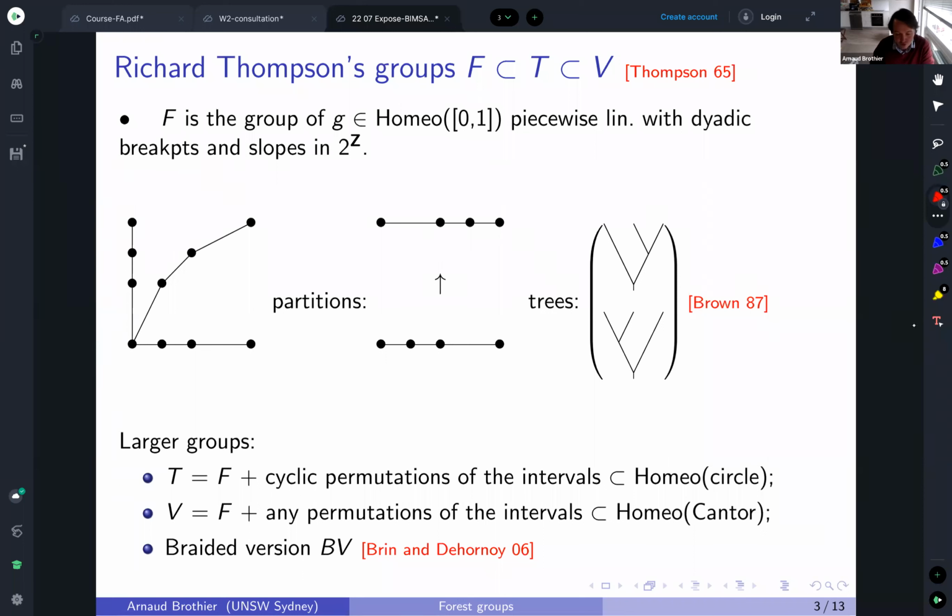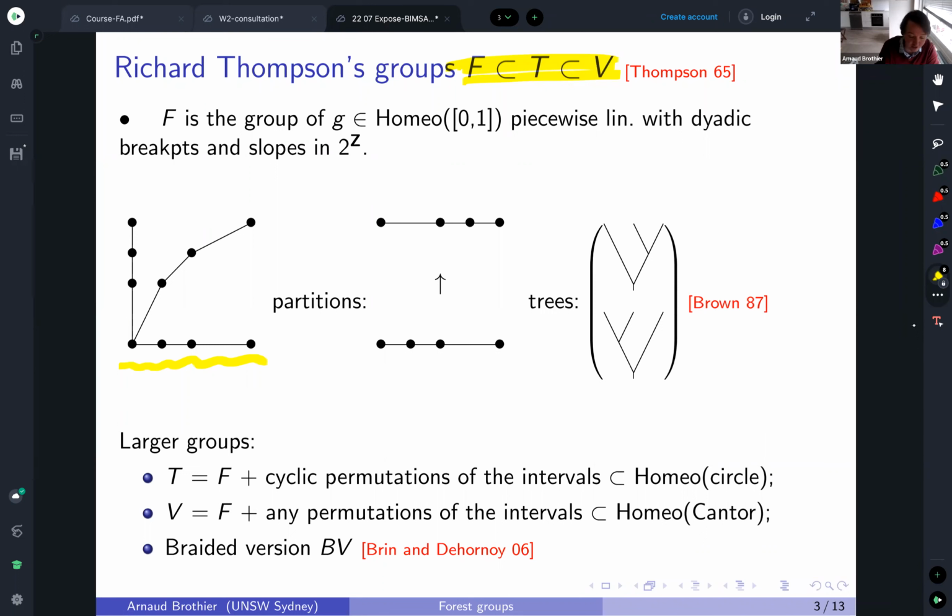So Richard Thompson's group. What they are, I'll just talk about one group, T. I need to tell you what this object is mathematically. There are three groups that were found by Richard Thompson in the 60s, in 65 or so. So what is F? Well, it's just the group of homeomorphisms of the unit interval that is piecewise linear. And when it's linear, it has a slope that is a power of 2. And the breakpoints happen at dyadic rationals. Okay. So any element of F, you could see it as a graph like that.